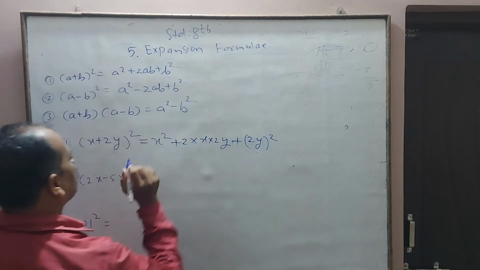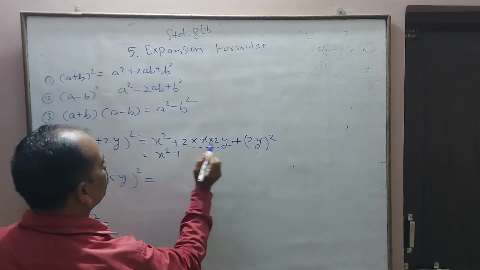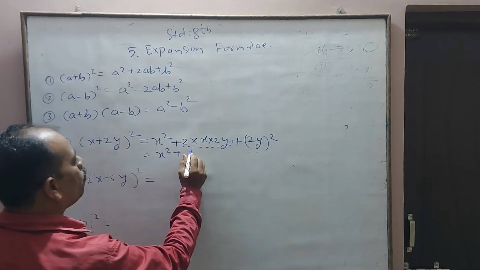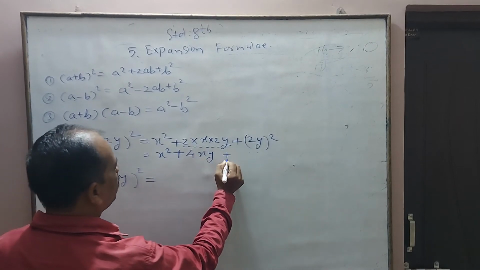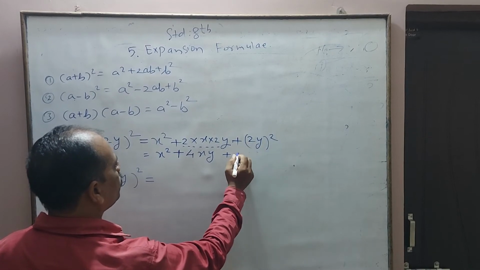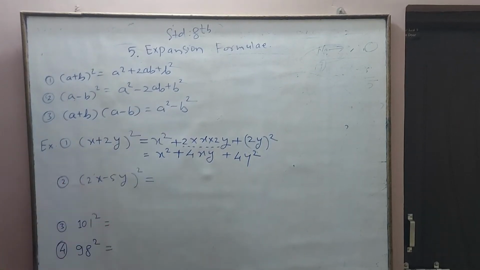Now we solve this. x square plus, this is the multiplication of three terms, 2 into x into 2y, so 2 2s are 4 into x into y, plus here (2y) whole square, that means 2 square and y square, so 2 square is 4 and this is y square. So this is the solution.